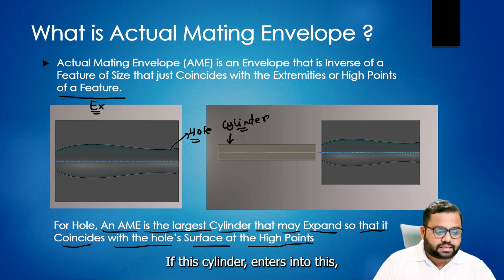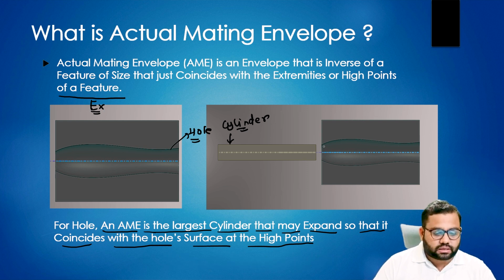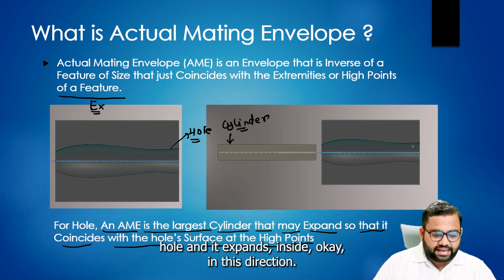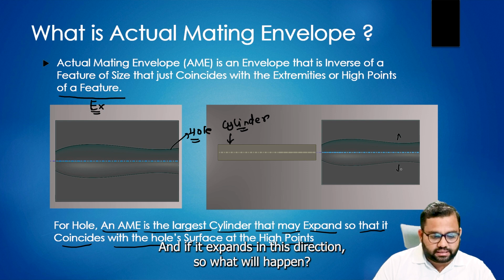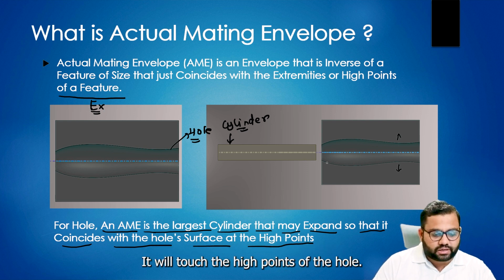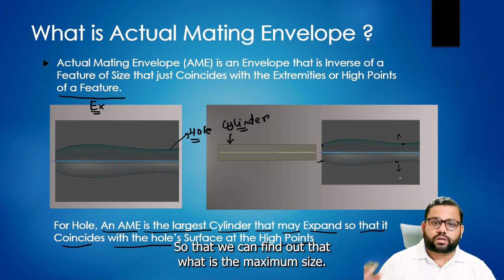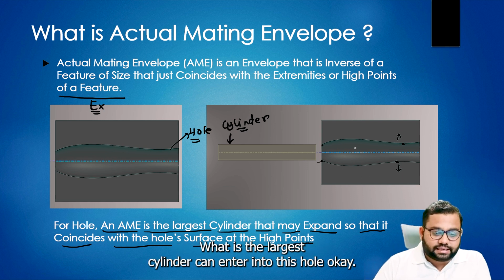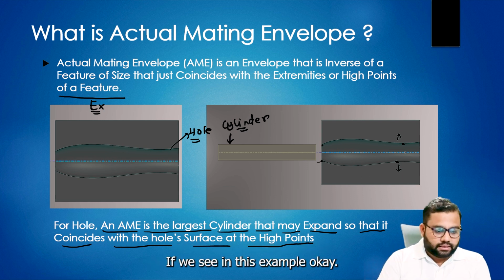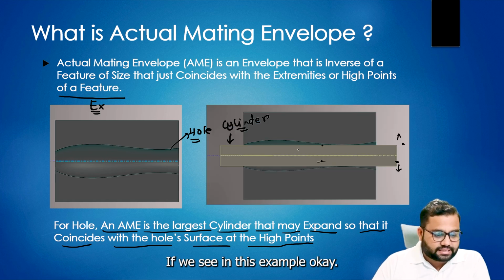If this cylinder enters into this hole and it expands inside, in this direction, what will happen? It will touch the high points of the hole. Let's say this is a high point, this is a high point. So it touches the high points of the hole, so that we can find out what is the maximum size, what is the largest cylinder that can enter into this hole.